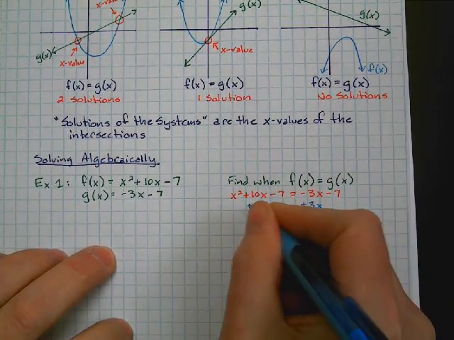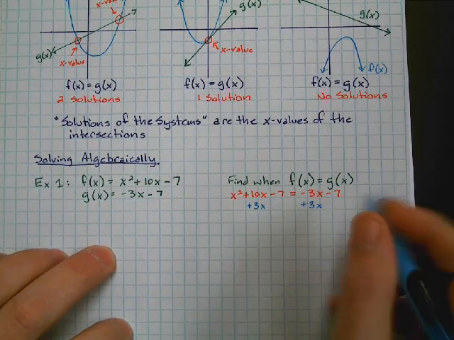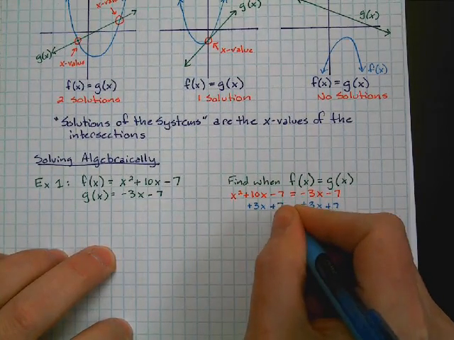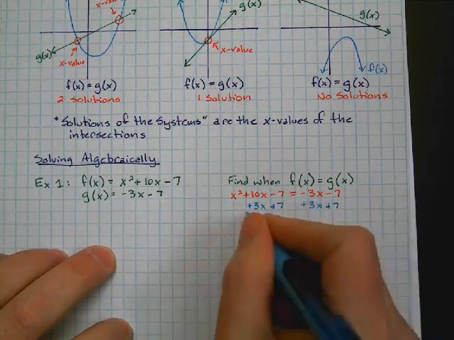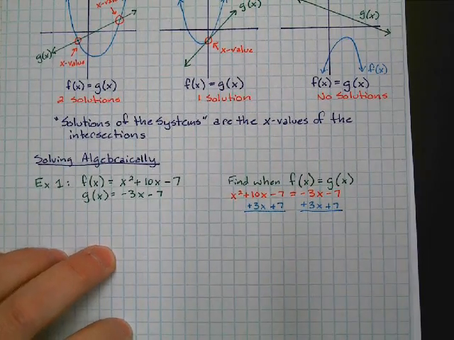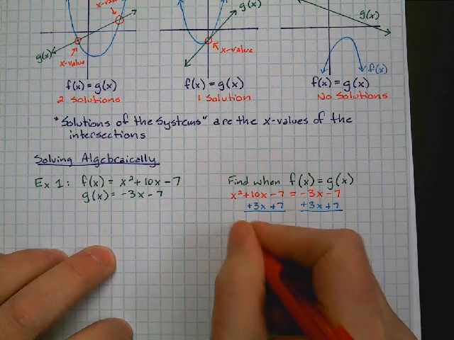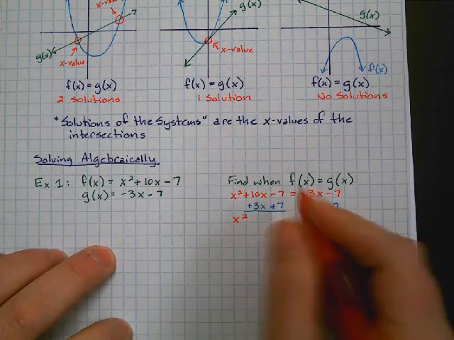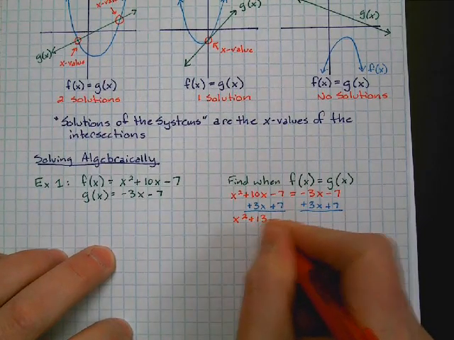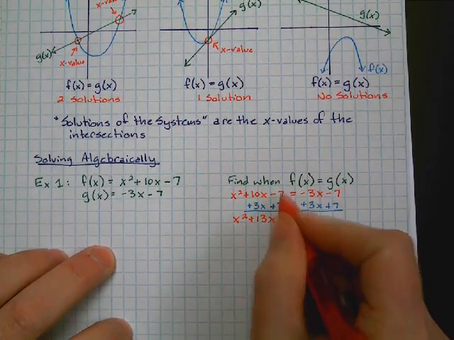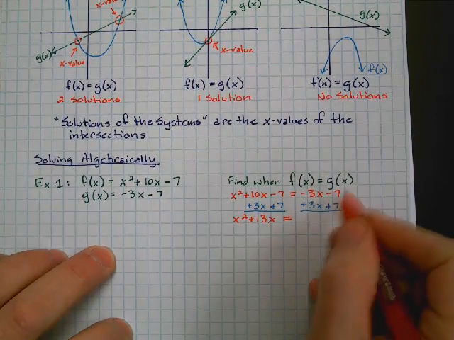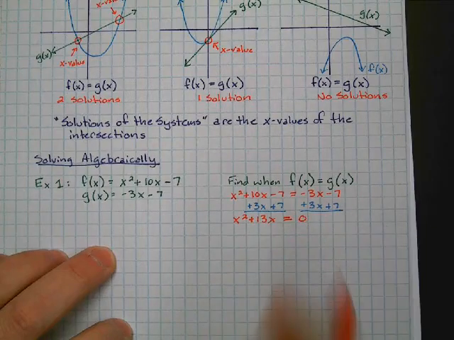So I'll add it here with the 10x because they're like terms. I'm going to add 7 to both sides, and I'll add it here because those are like terms. So I'm adding that to both sides. And that gives me x squared, 10x and 3x is 13x, the 7s cancel each other out. Over here, these all cancel out, so I get equals 0.